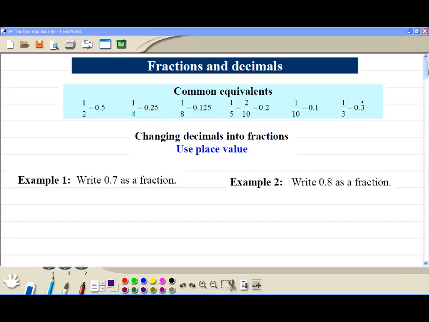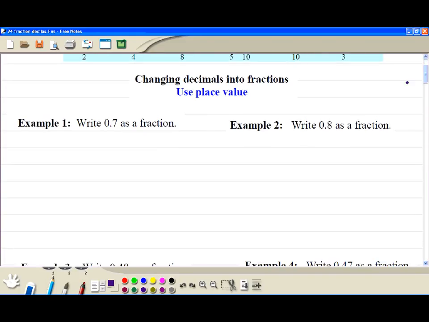So let's do example 1. 0.7, so its place value here is 7/10. We can't simplify any further, so basically 0.7 is equal to 7/10.